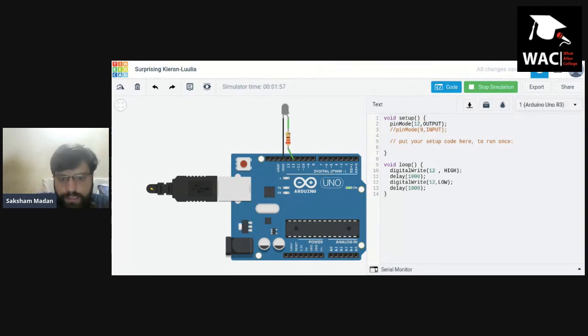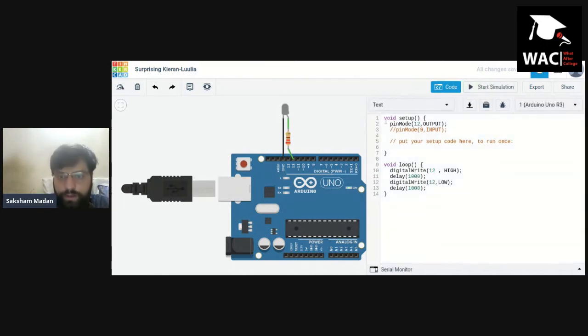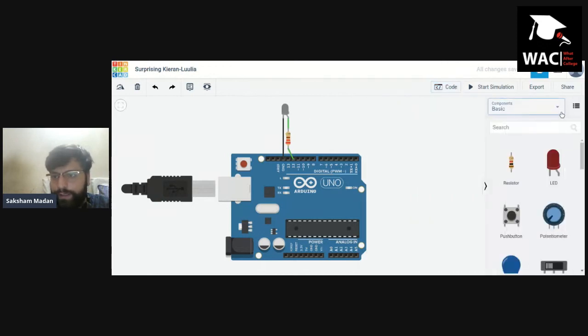Okay, so let's make a traffic light system over here only. First of all, I have to stop the simulation. So a basic thing, how does a traffic light work? In a particular traffic light, we have three lights over there. So I need to add different LEDs.